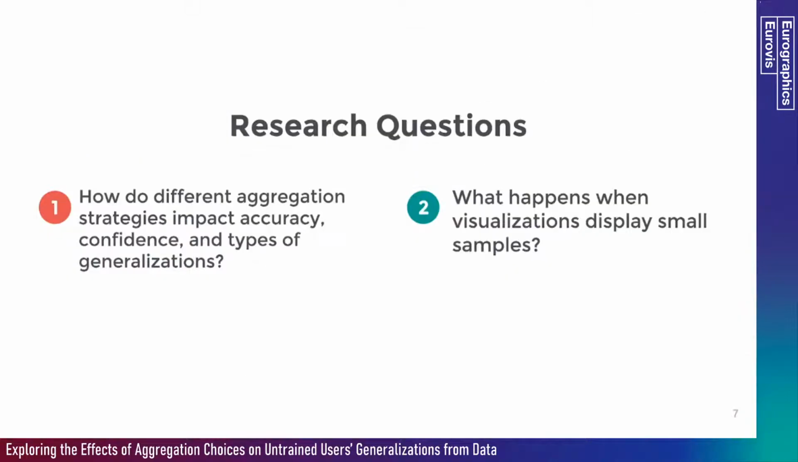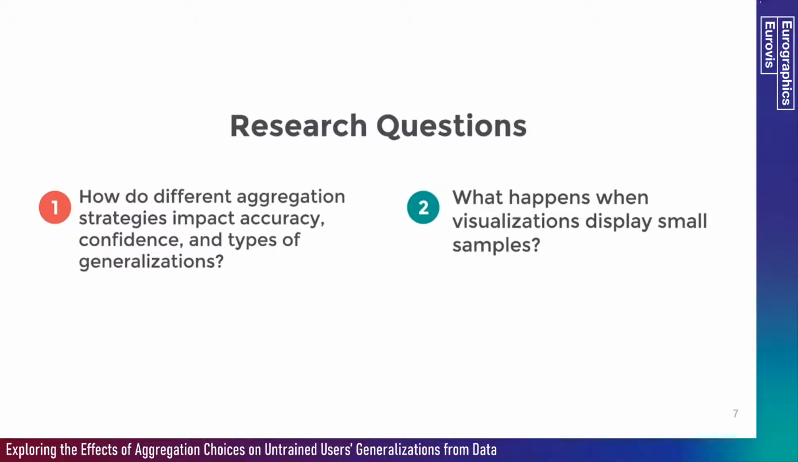We thought of two questions related to visual aggregation strategies used to display data. First, how do different aggregation strategies impact the accuracy of an untrained user's inferences, their confidence in those inferences, and the nature of the inferences that they make when looking at a visualization? Secondly, what happens when visualizations are used to examine small samples, as they can often be used in real-world decision settings? How do different aggregation strategies affect generalizations under differing amounts of data?